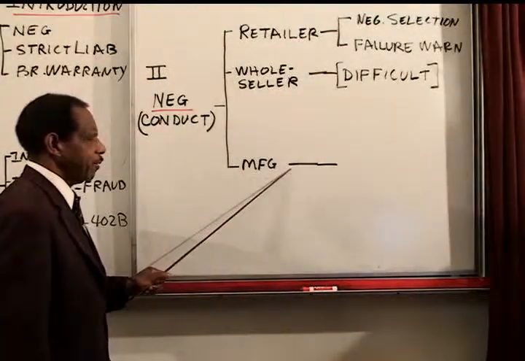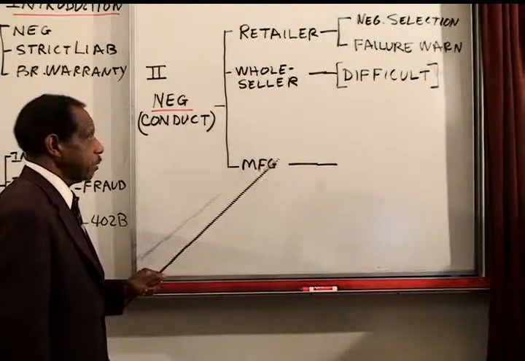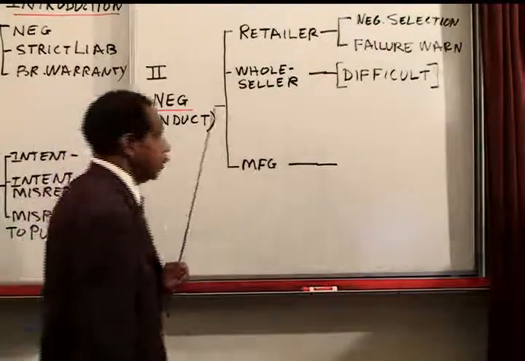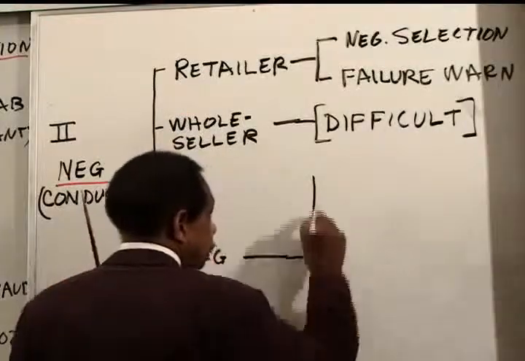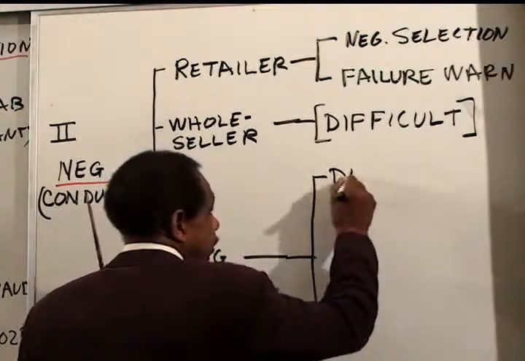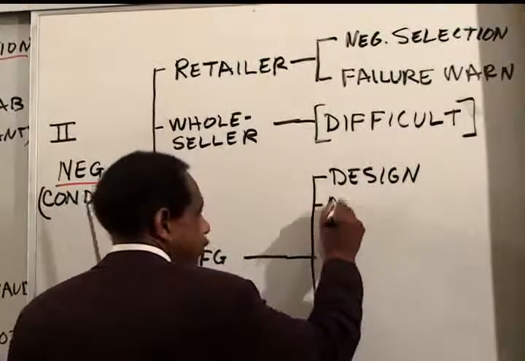Next, we come to the manufacturer. And the manufacturer is the person who is most likely to have been negligent. And there are lots of ways that the manufacturer can be negligent. The manufacturer can be negligent in the design of the product and the manufacture of the product.